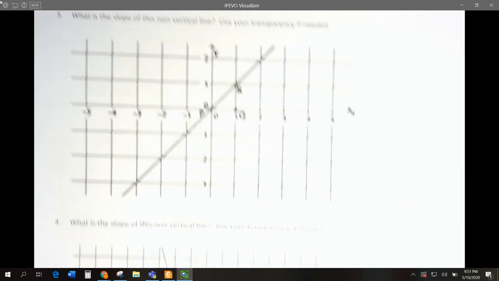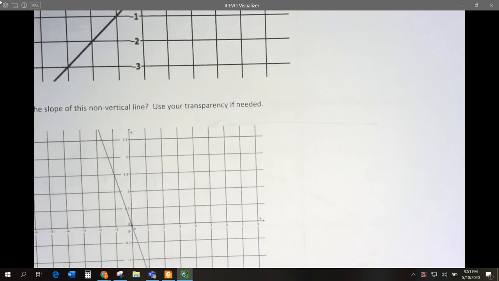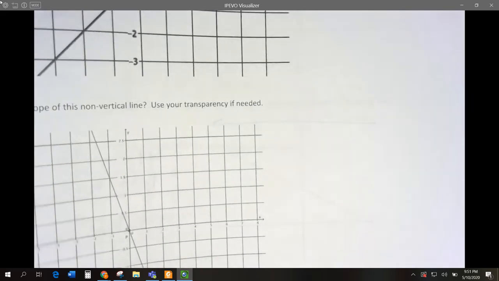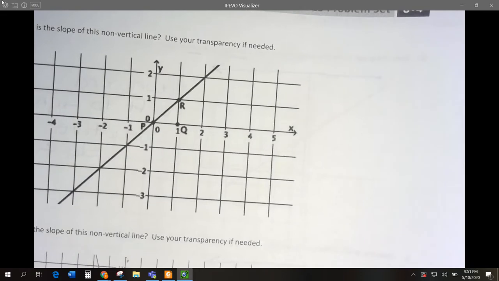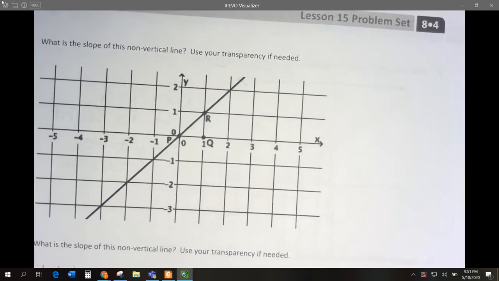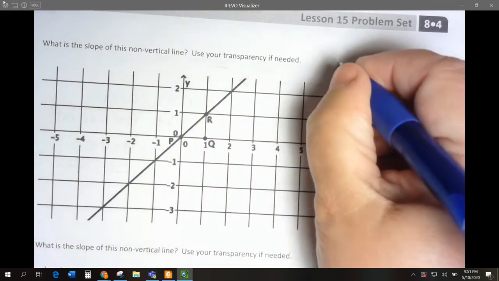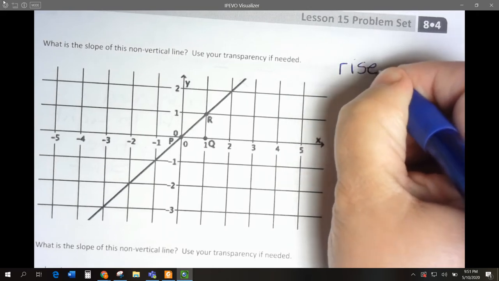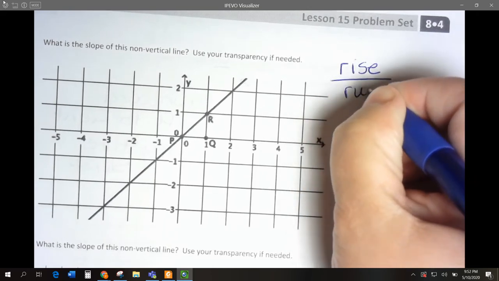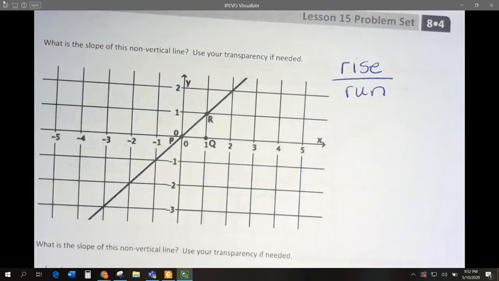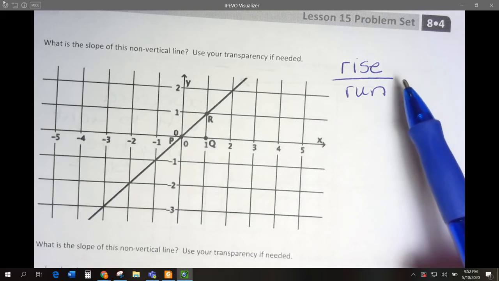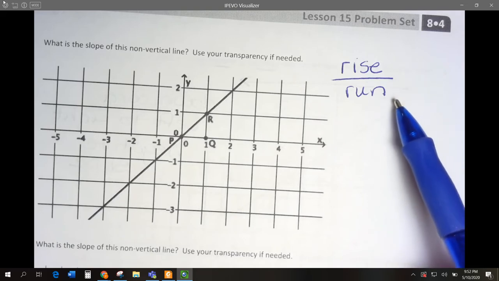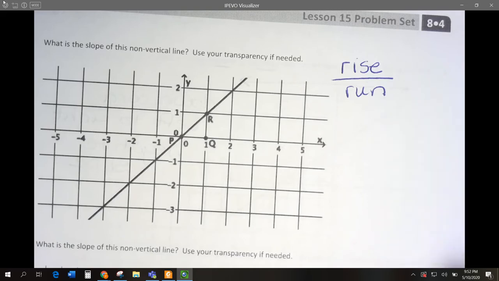Let's look at problem number 3. In problem number 3, they want us to determine the slope of this non-vertical line. So remember, slope is always our rise over our run. Remember, if you want to run across the room, first you have to rise up off your seat in order to run. If you're sitting, you can't run. You got to rise before you run. So it's always rise over run.